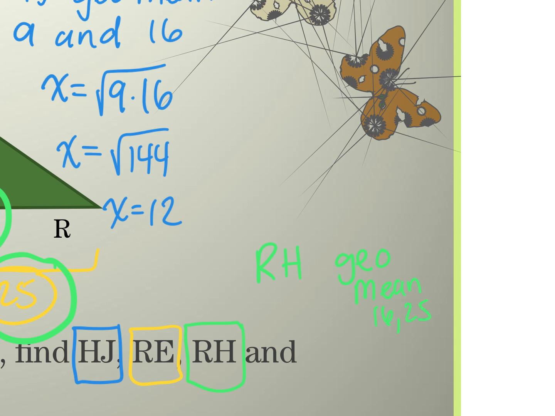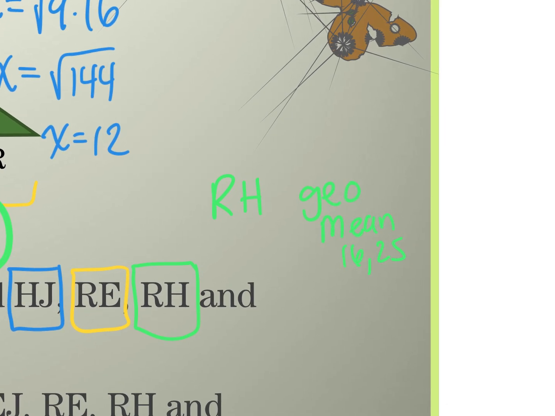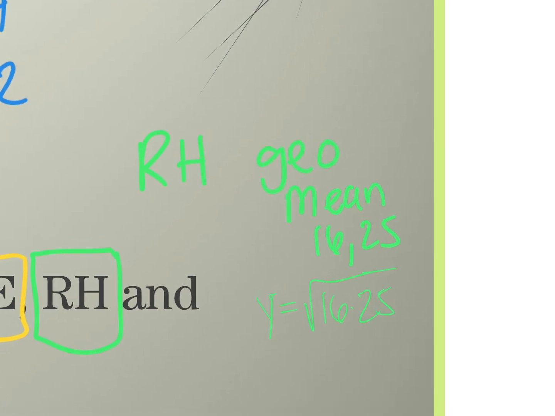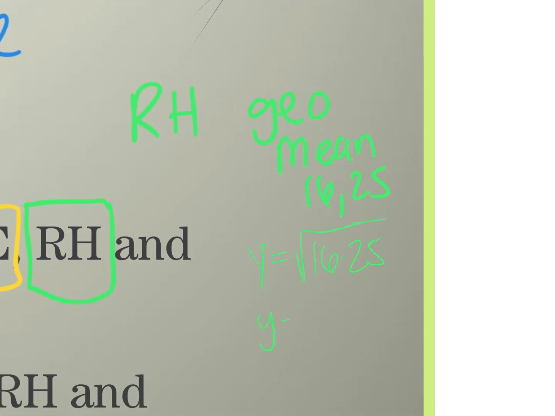Okay? So, what does it mean to take the geomean? The square root of 16 times 25. Very good. Remember, we used x already, so I'm just going to leave it as y. So y is now equal to, what do we get there, guys? You should get the square root of 400, which is 20. Very good.